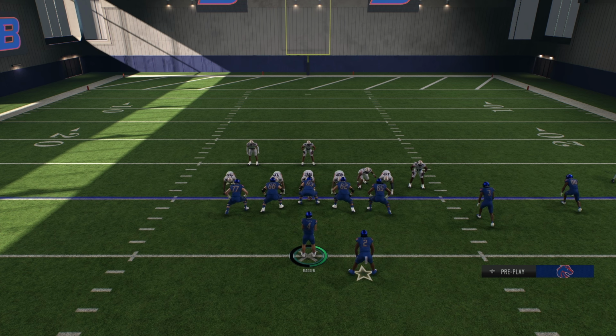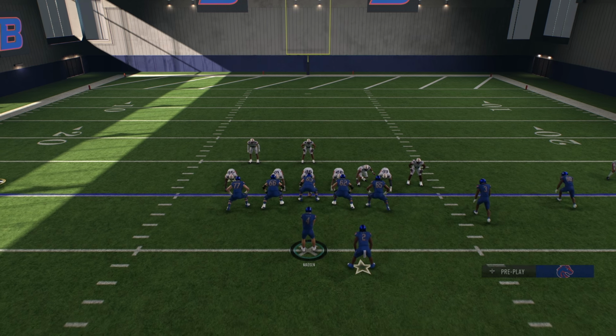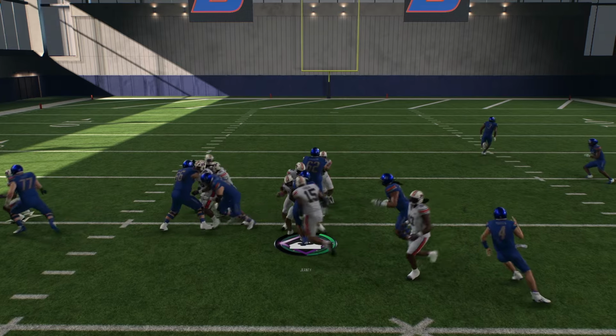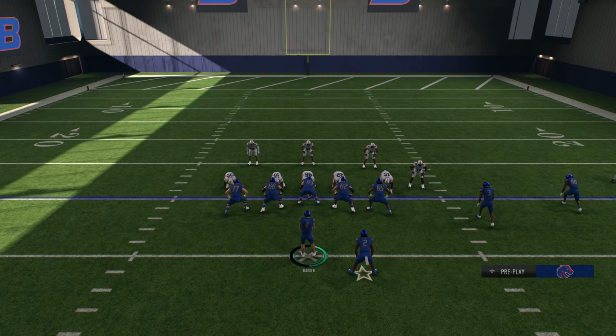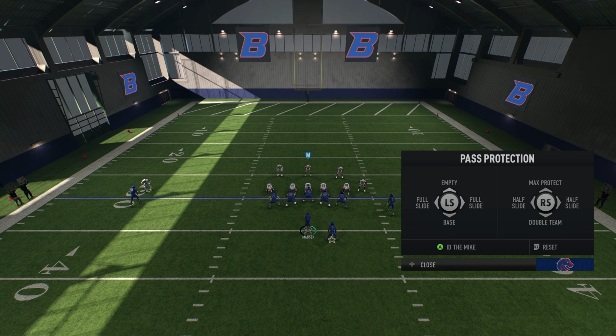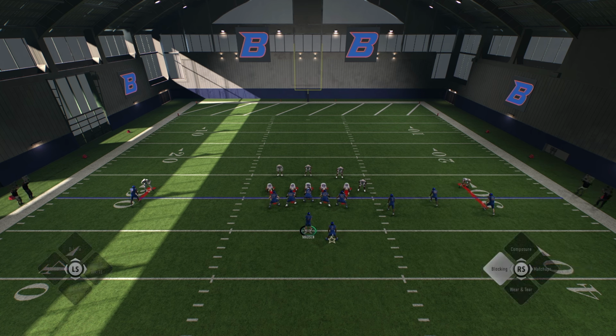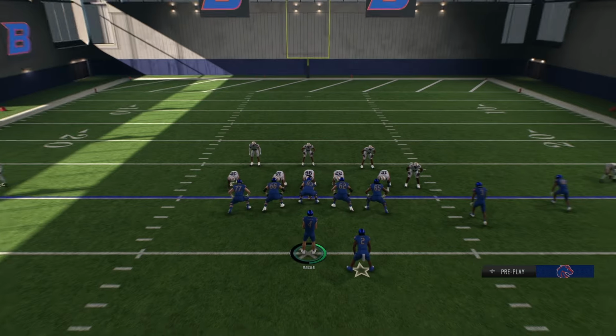So let's see what happens when you run in a loaded box. There was just absolutely nothing that I could do. Check out the blocking, and look, they're only blocking the 5 guys in front of them. They're not even accounting for the other 4 guys. So that is not good.